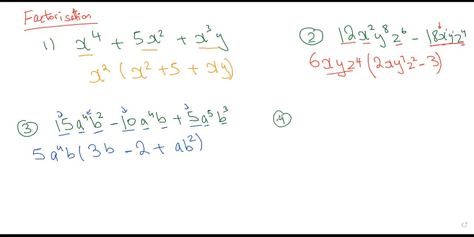Let's talk about another question then. Let's say this time we have 6x cube y to the power 5 plus 4x^4 y cube minus 24xy. Now what can I take common? What is the biggest number? 2. Very good.